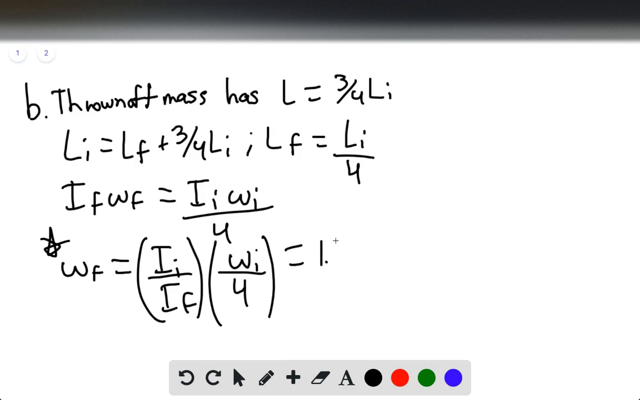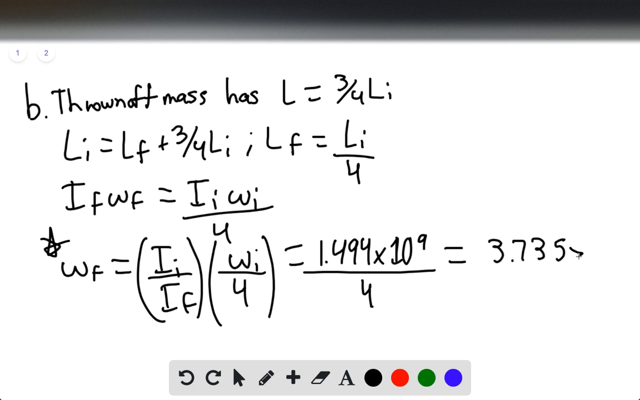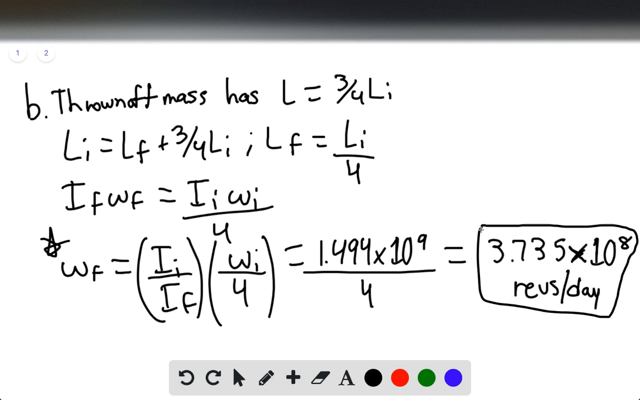So it will be 1.494 times 10 to the 9th divided by 4. And this is going to equal 3.735 times 10 to the 8th revolutions per day. So this will be your answer for the second part, such that the thrown-off mass has 3/4 of the initial angular momentum. And that's the end of the solution.